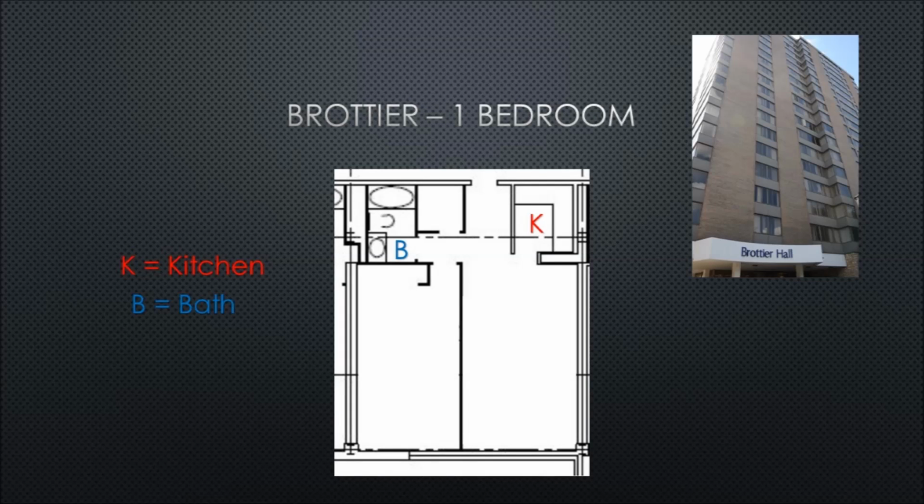Here you see the typical 1-bedroom apartment in Brodier Hall. There is 1 bathroom and 1 kitchen. Notice the separation of the bedroom and living room area.